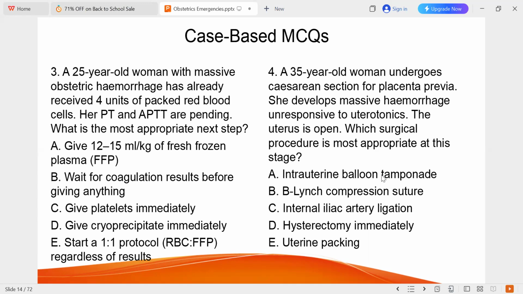Number 4. A 35-year-old woman undergoes cesarean section for placenta previa. She develops massive hemorrhage unresponsive to uterotonics. The uterus is open. Which surgical procedure is most appropriate at this stage? I'm sure we must have experienced PPH in our practice. Have you been seeing what the surgeons do, especially the B-Lynch compression suture? B-Lynch compression suture, correct.